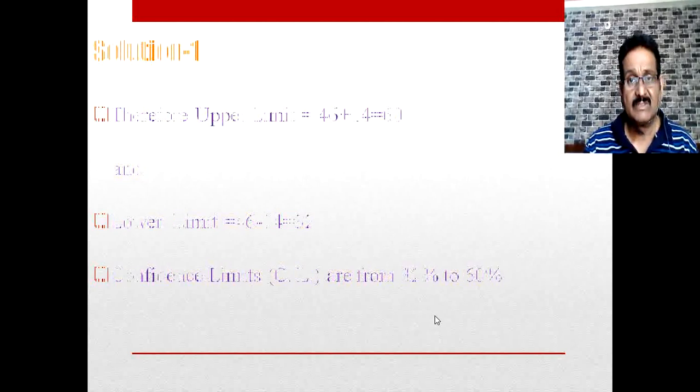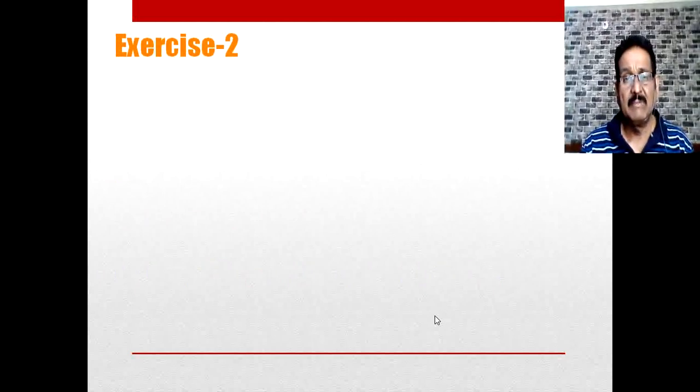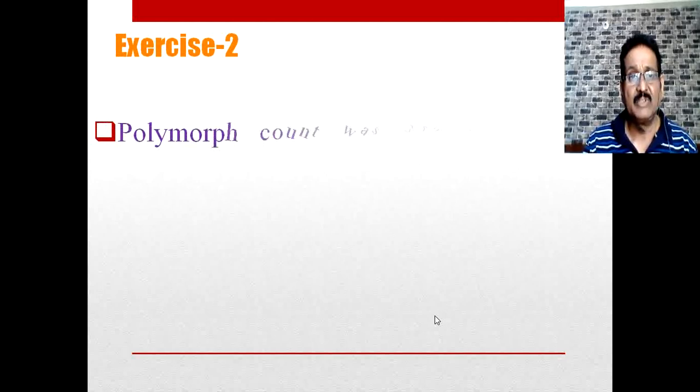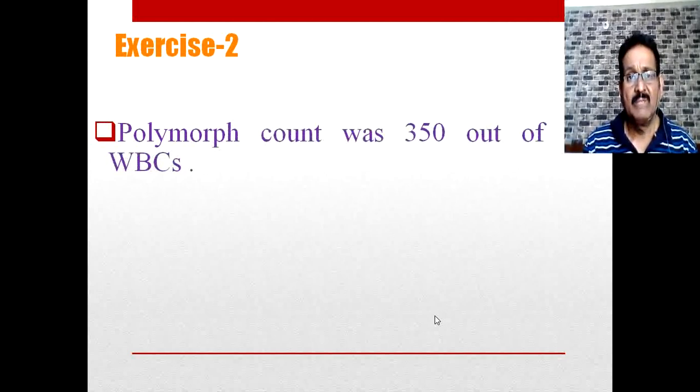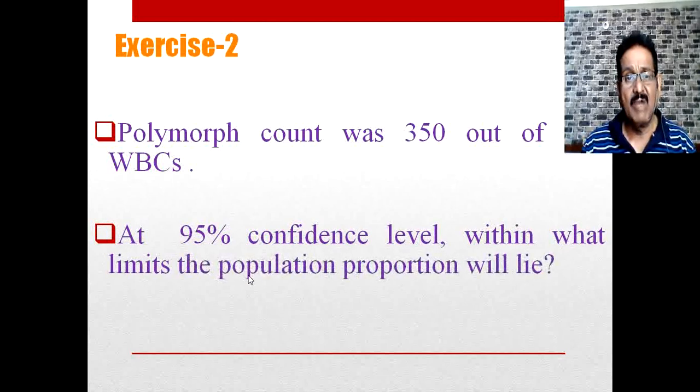Now we can solve one more exercise so that you can feel comfortable when you repeat the same exercise, or you can perform any other exercise at your home. The polymorph count was 350 out of 500 white blood cells. At 95% confidence level, within what limits will the population proportion lie?